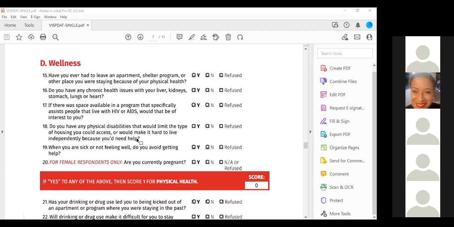As well as GHS: have you ever had to leave an apartment, shelter, program, or place you were staying because of your physical health? It says physical, however, it could have been because of mental or cognitive issues. Even though other questions at the bottom and other parts of this page ask about that, be mindful of the answers they give you, because they may say no, but in all reality, it was usually yes.